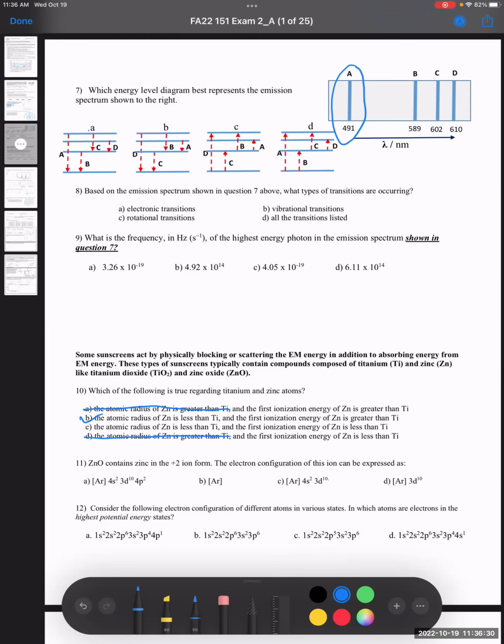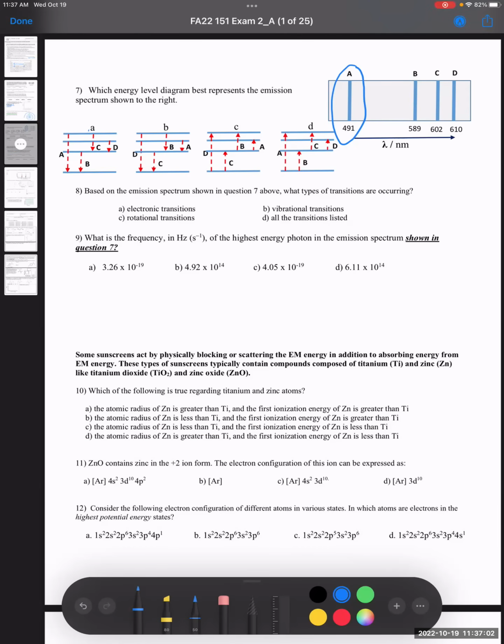Option C is incorrect because it says the first ionization energy of zinc is less than titanium. No, it has more protons, meaning electrons are tightly held by the zinc atom compared to titanium. Therefore, you're going to have a higher first ionization energy. All right, so the correct answer is option B. Okay, that is question 10. Moving on to question 11.